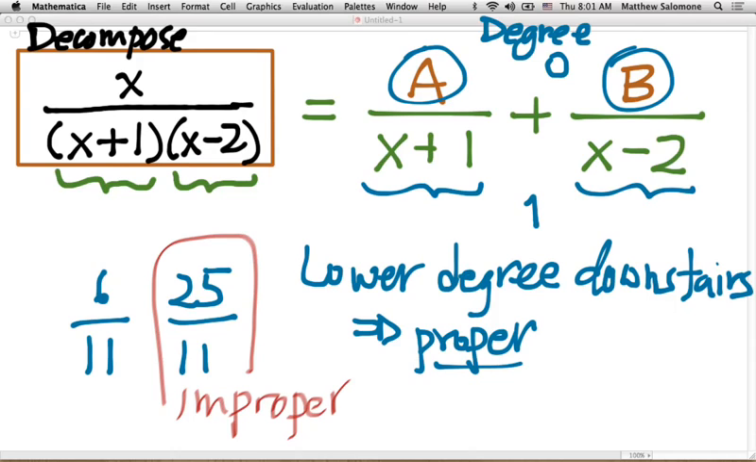I totally got that backwards. Higher degree downstairs, thank you. So we want the higher degree to be in the denominator. And if the higher degree is in the denominator, we call that a proper rational expression. And those are going to be the kind that we need to know ultimately how to take the antiderivative of.